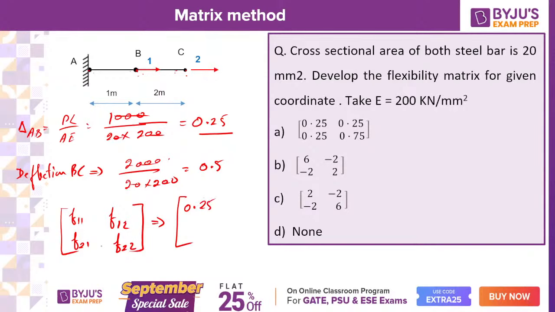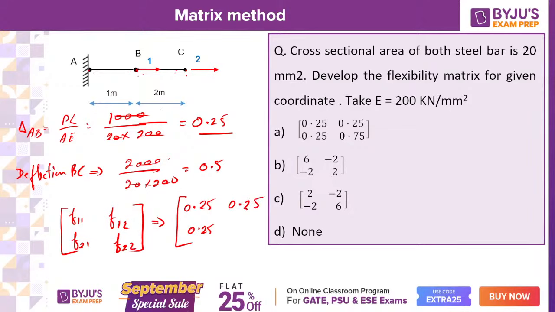Then what is the meaning of F21? If you are going to provide the unit load at 1, what is the displacement of the joint C in the coordinate direction 2? The displacement will be once again only 0.25. Simply, if you are providing the unit load at 1, AB will get elongated, and due to that you will get 0.25 displacement of the joint C. As for F12, from the Maxwell reciprocal theorem I can simply write F12 equals F21.